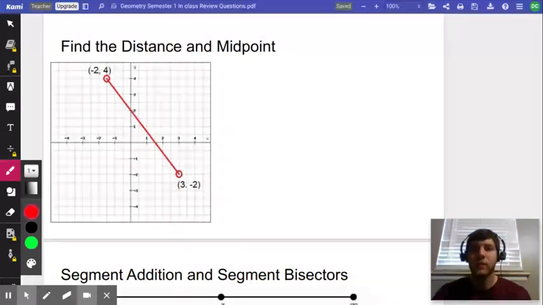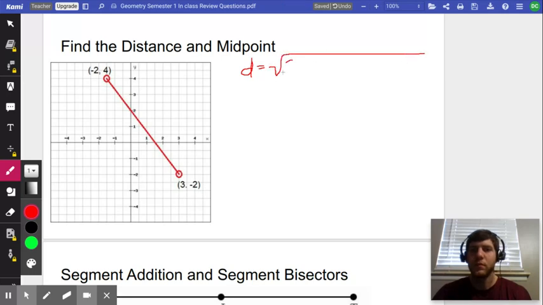Okay, so find the distance and midpoint. So we have 2 points here, -2, 4, and 3, -2. If we want to find the distance, we're simply going to use the distance formula. You could also use the Pythagorean theorem, but let's just start with the distance formula. It's the change in x squared, which is x2 minus x1 squared, the difference between the two x values. So the change in x squared plus then the change in y squared. So y2 minus y1 squared.